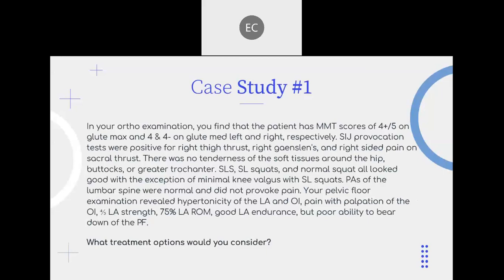There was no tenderness of the soft tissues around the hip, buttocks, or greater trochanter. Single leg stance, single leg squats, and normal squat all looked good with the exception of minimal knee valgus with single leg squats. PAs of the lumbar spine were normal and did not provoke pain. Your pelvic floor examination revealed hypertonicity of the levator ani and obturator internus, pain with palpation of the obturator internus, 4 to 5 levator ani strength, 75% of range of motion, good endurance, but poor ability to bear down of the pelvic floor. What are some treatment options you would consider?